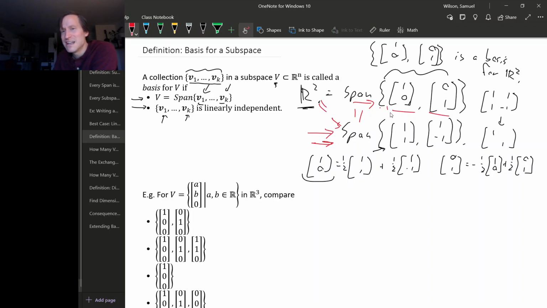So you can see that these spanning sets are different, right? But they do span the same space. So we have to be a little careful with span still.